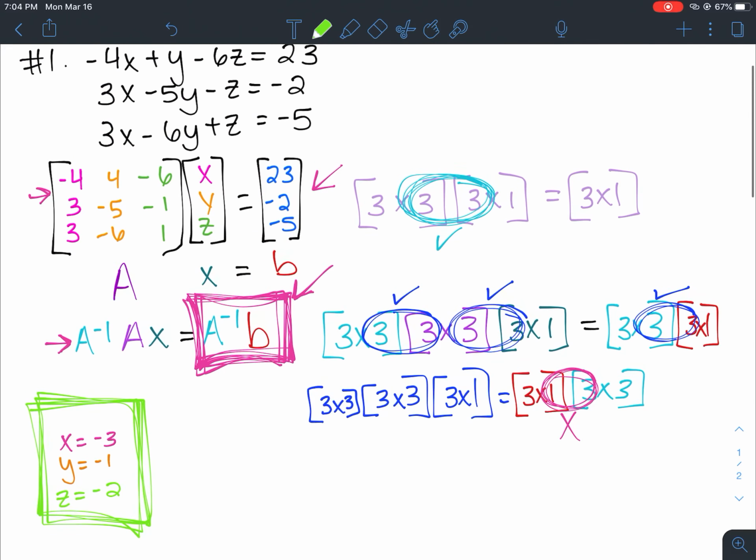I am going to upload my solutions, but I felt the need to emphasize that the inverse matrix has to come before that B matrix that you build. So the inverse matrix always comes first, because if it doesn't, then we get this right here, which cannot happen. If this was too confusing for you and you need to ask me a question face to face, please message me and let me know.